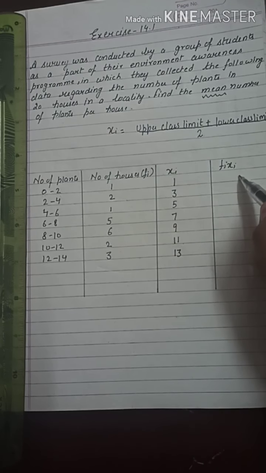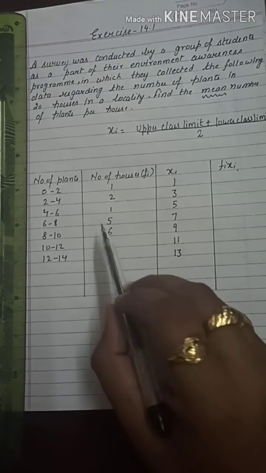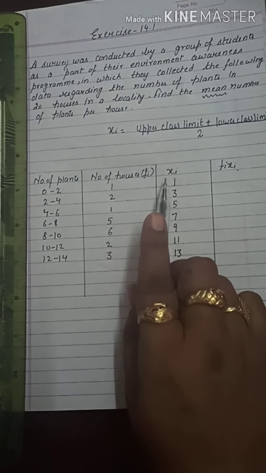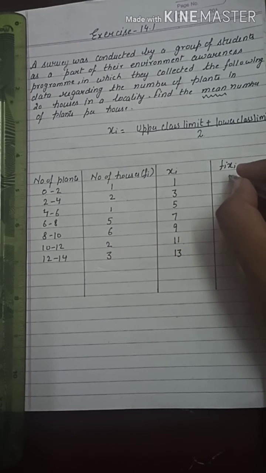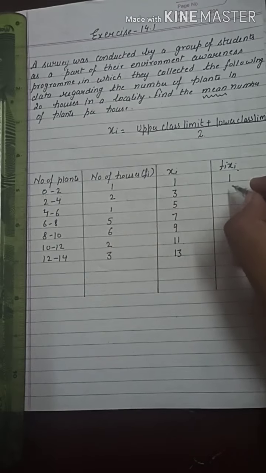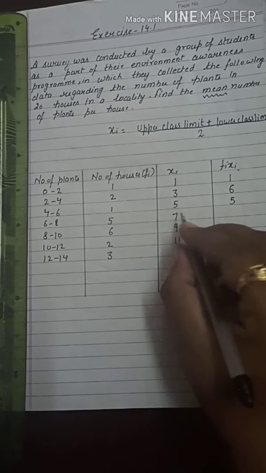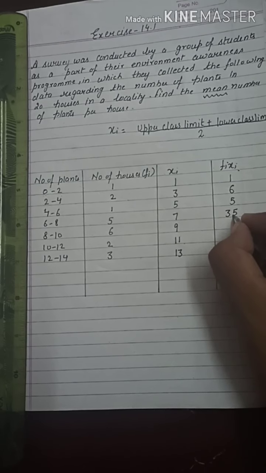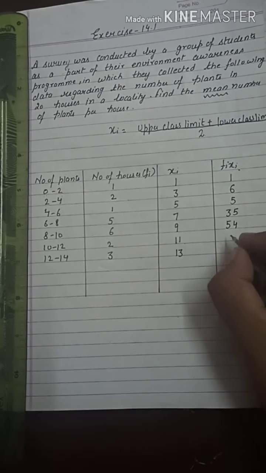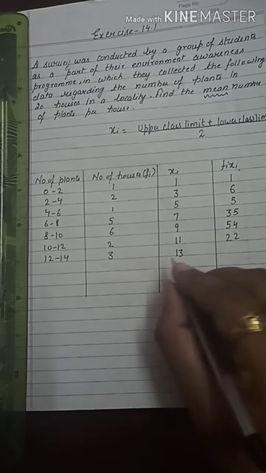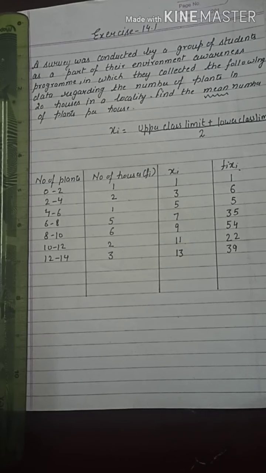In the next part I have to calculate Fi multiplied by Xi. I have to multiply the individual values with the corresponding individual values. 1 multiplied by 1 I get 1, 2 multiplied by 3 I get 6, 1 multiplied by 5 is 5, 5 times 7 is 35, 6 times 9 is 54, 2 times 11 is 22, 3 times 13 is 39. And what about the mean formula?